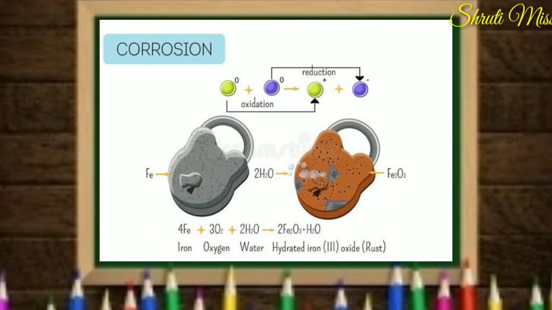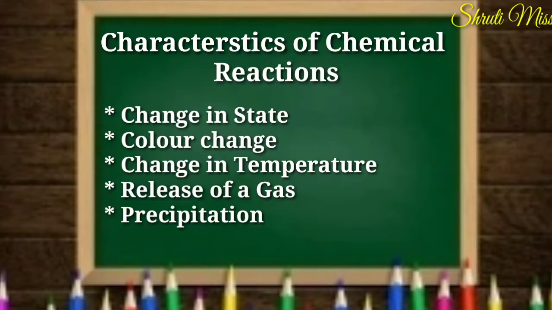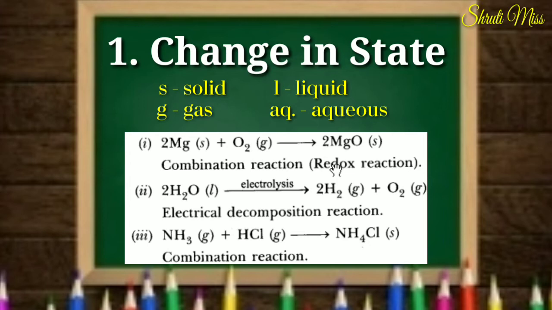Is that clear? After that we will learn the characteristics of chemical reactions. There are some characteristics of chemical reactions like change in state, color change, change in temperature, release of a gas and precipitation. Okay, so the first one is change in state. There are 4 states in chemical reactions. S represents solid, L represents liquid, G represents gas and AQ represents aqueous.